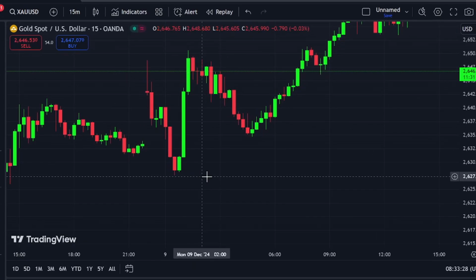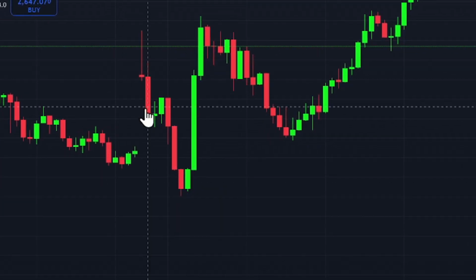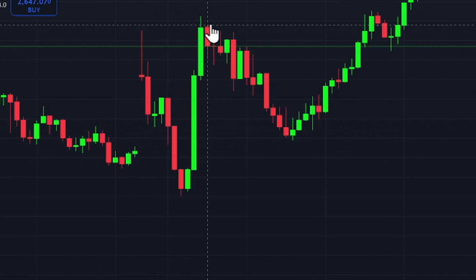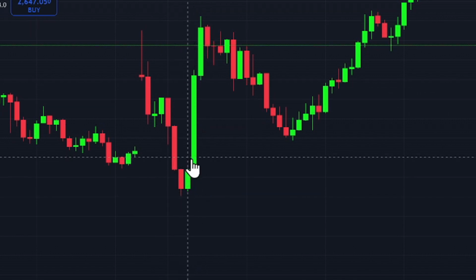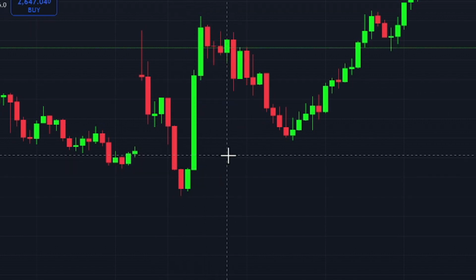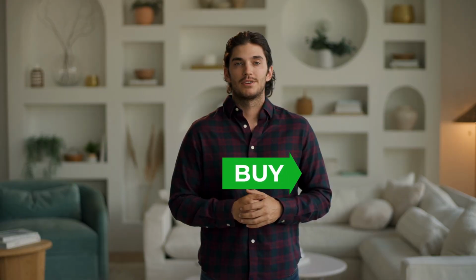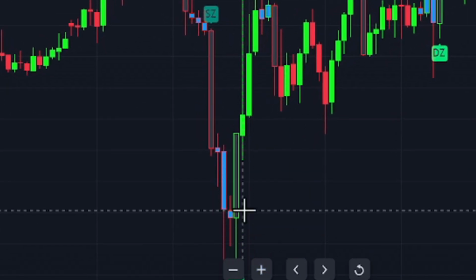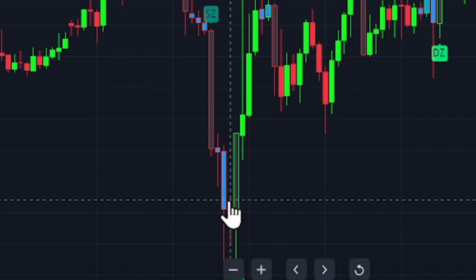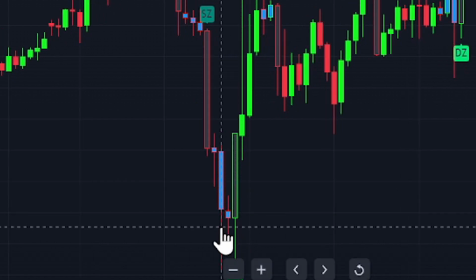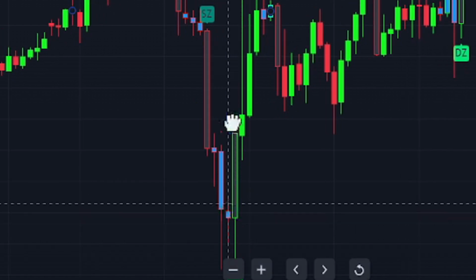To find a demand zone, look for areas where the price drops sharply and then reverses quickly. These sharp movements usually leave behind what we call an imbalance, meaning there were more buyers than sellers. Here's a tip. Focus on the last candle before the big move. That's often your key zone. An unusually long wick also characterizes it.